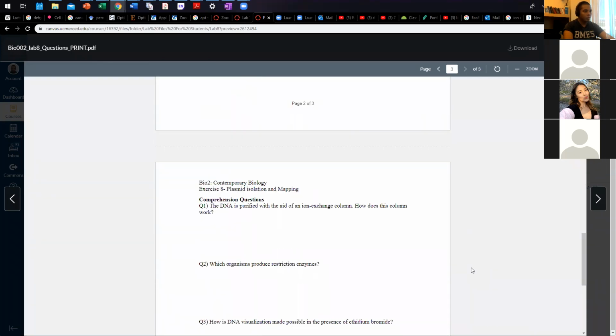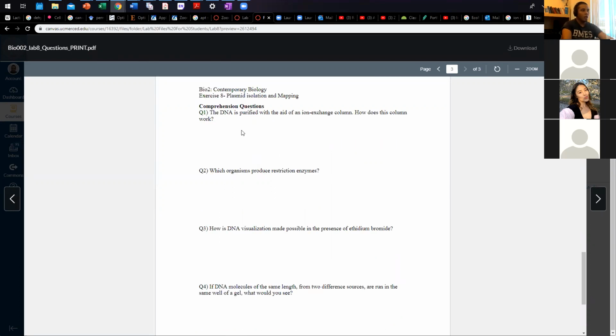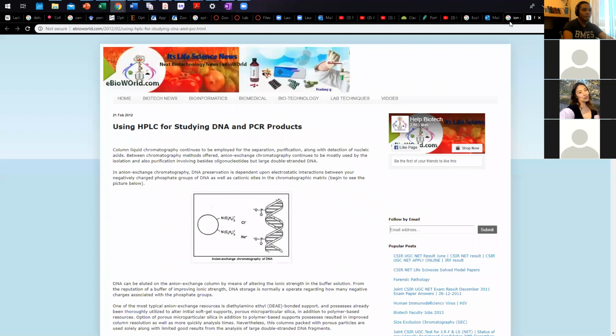So I'll give you guys a little bit more background. DNA purified with the aid of an ion exchange column. I kind of briefly talked about it, and I'm going to make an announcement with a video also talking about the ion exchange columns. I'll go through this again because it's kind of confusing. It's not as intuitive unless you're actually performing the experiment hands-on. It sucks that we don't get to perform it, but I'll explain. I'll go through it one more time.